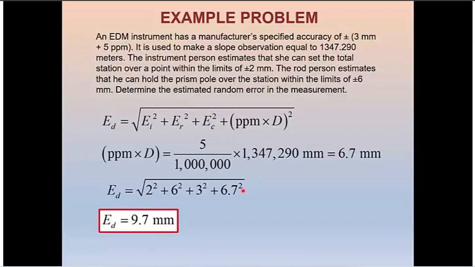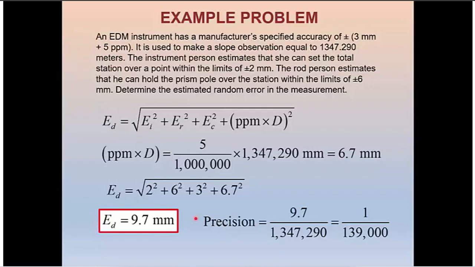1,347.290 meters measured. That is a very small amount of error for such a large line. What would the precision be here for this particular line? Well, we can compute that. Precision is the error divided by the distance measured.